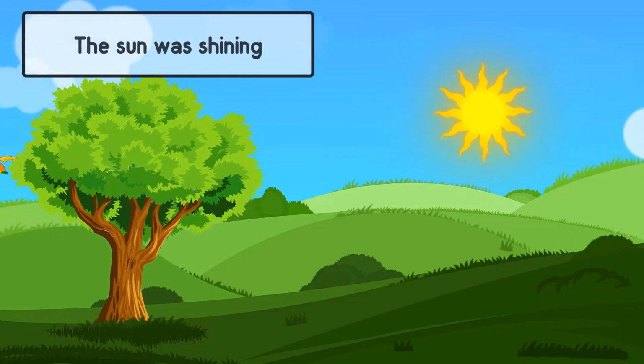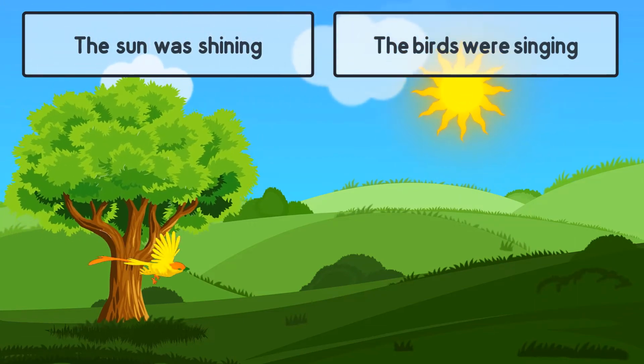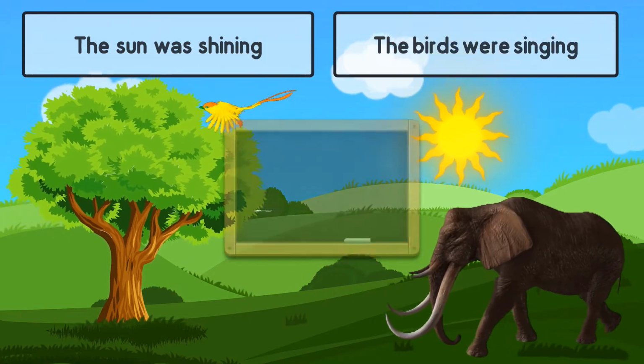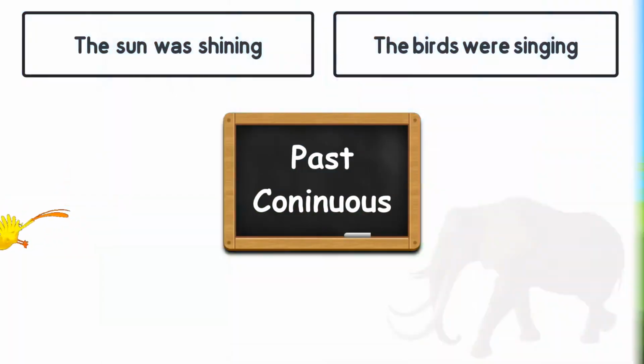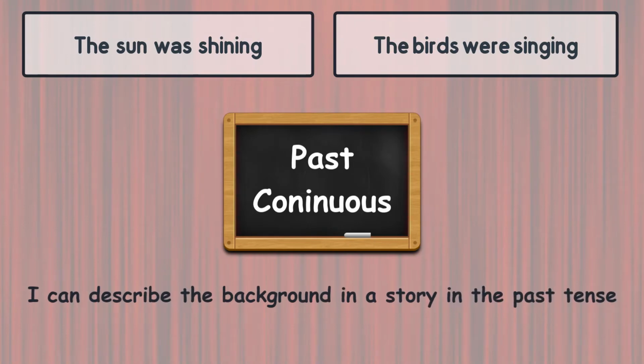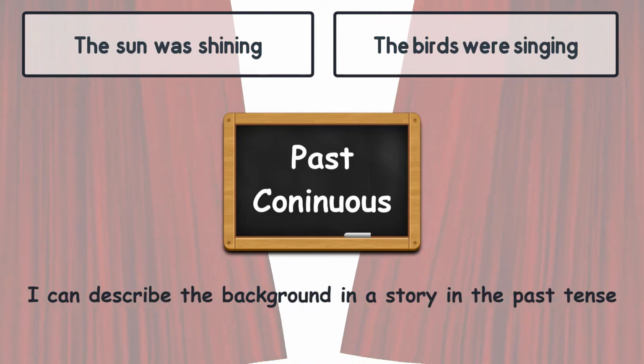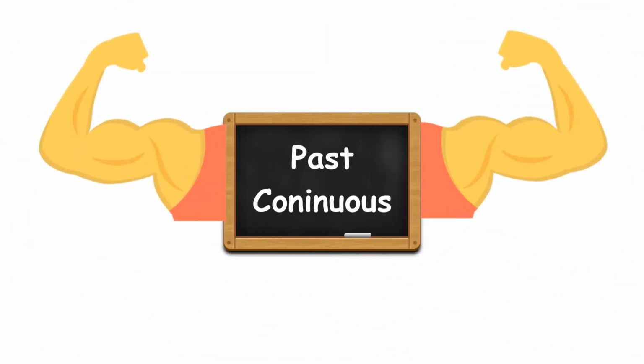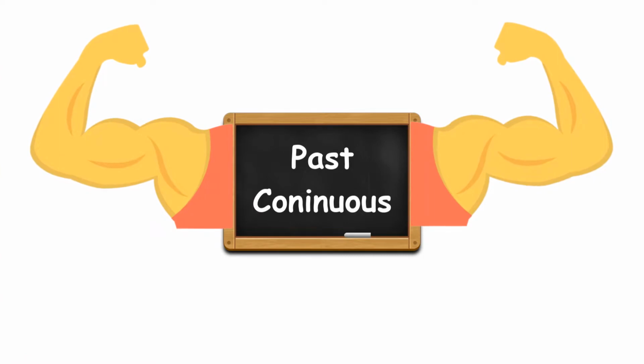The sun was shining, and the birds were singing as the elephant came out of the jungle. By the help of the past continuous, I can describe the background in a story in the past tense. Of course, it is not the only situation in which we use the past continuous. If you want to learn everything about this important English tense, watch until the end of the video.